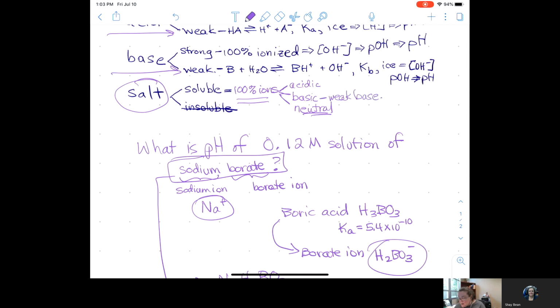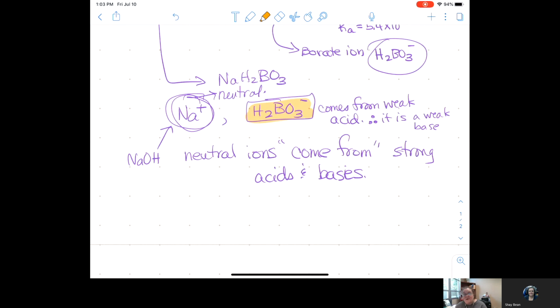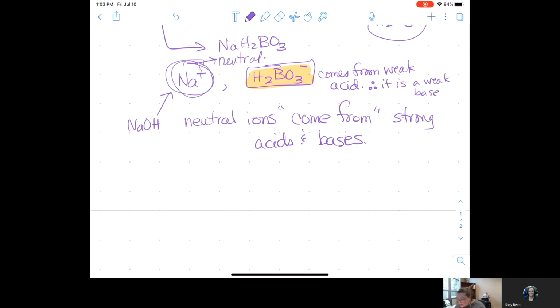And how do I work a weak base problem? I write an equilibrium reaction. I have a KB, I have an ICE table, I solve for X. The X gives me the OH minus, and from the pOH I get the pH. So let's work that weak base problem with the borate ion, H2BO3 negative. Now at this point, we can start using abbreviations. You can actually write your equilibrium reaction with this species. What does a base do? This is a base, a weak base. It reacts with water to accept a proton, so it goes back to its conjugate acid. We saw it earlier.